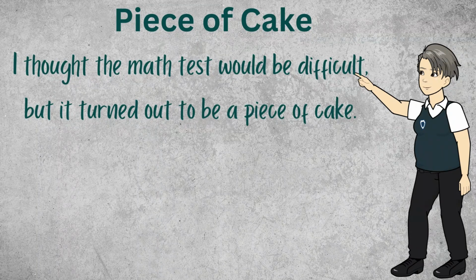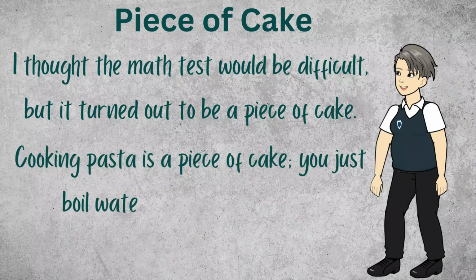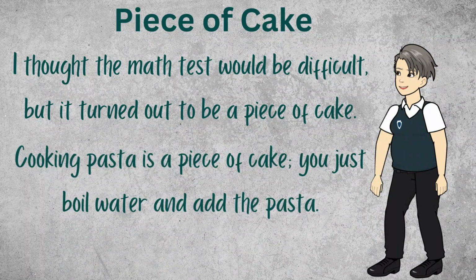Now let's see another sentence. Cooking pasta is a piece of cake. You just boil water and add the pasta. This sentence is highlighting how simple and straightforward the process of cooking pasta is.